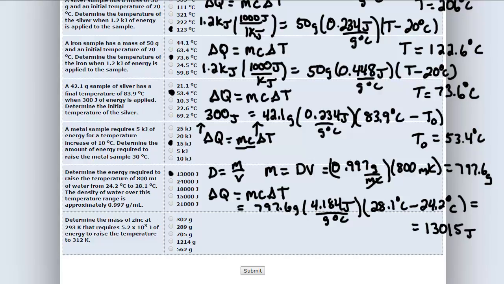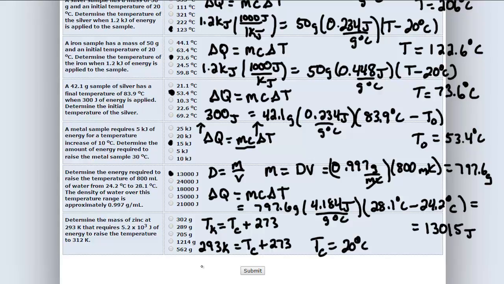Determine the mass of zinc at 293 Kelvin that requires 5.2 times 10 to the third joules of energy to raise the temperature to 312 Kelvin. So now we have temperatures in Kelvin, and so it's best to go ahead and convert those into degrees. If you remember, the temperature in Kelvin is equal to the temperature in Celsius plus 273. So 293 Kelvin is equal to the temperature in Celsius plus 273. So our temperature in Celsius is going to be 20 degrees. And for the 312, we have 312 Kelvin is equal to the temperature in Celsius plus 273, and our temperature in Celsius then will be 39 degrees Celsius.